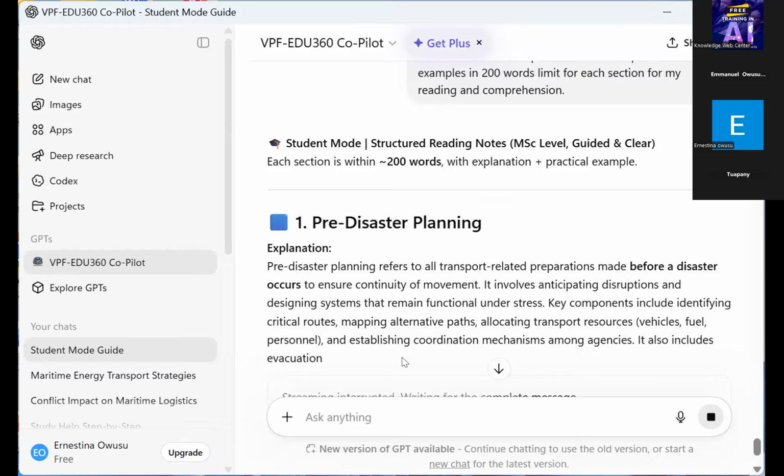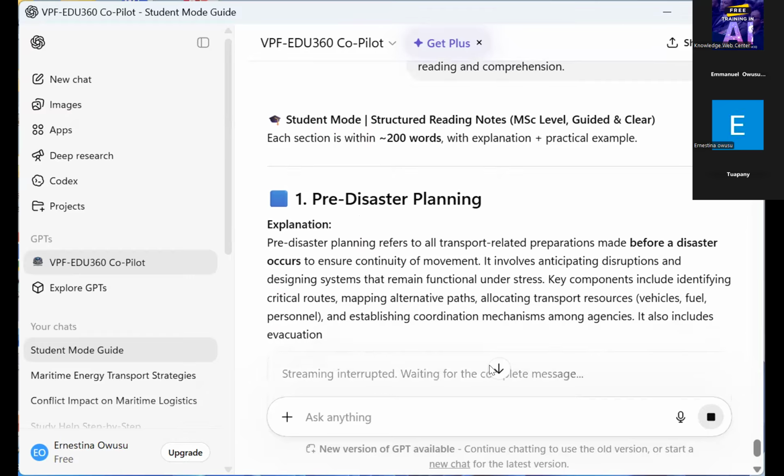It involves anticipating disruption and designing systems that remain functional under stress. Key components include identifying critical routes, mapping alternative paths, allocating transport resources, which is vehicles, fuel, personnel, and establishing coordination mechanisms among agencies. It also includes evacuation and all that.